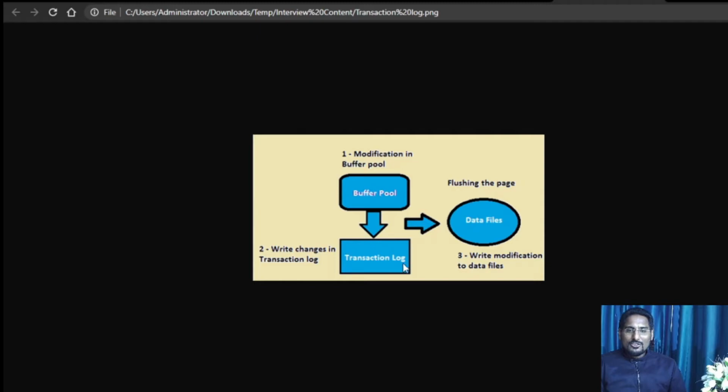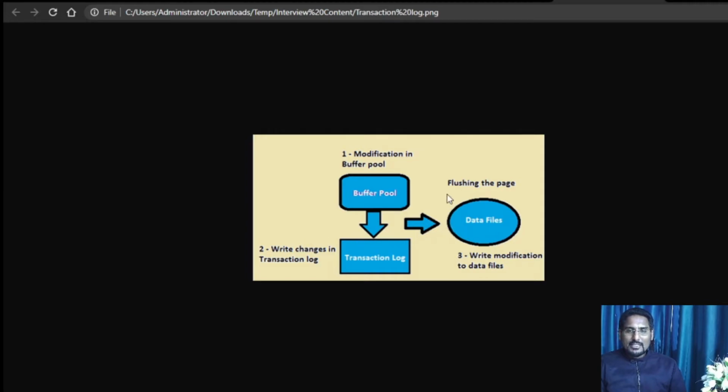Now the transaction log files are used to store the transaction logs. And why are they really needed? Because they store the currently running transactions. These transactions get stored here temporarily, and only after the transactions get committed or completed in the buffer pool, they get flushed into the data file. Now, data files are the physical files which are present on the hard drive.